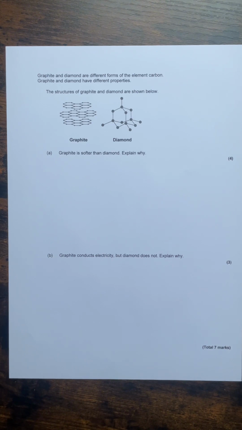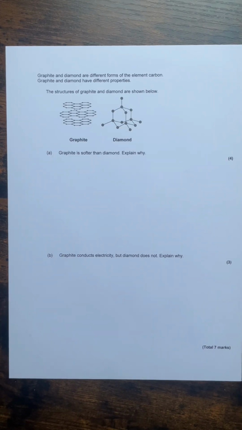Within this question, we're having a look at graphite and diamond. And graphite and diamond are different forms of the element carbon. So that means that they are purely made up of only carbon, but based on how those carbon atoms are joined together, the graphite and the diamond have very different properties, and we're having to explain some of these properties in this question.